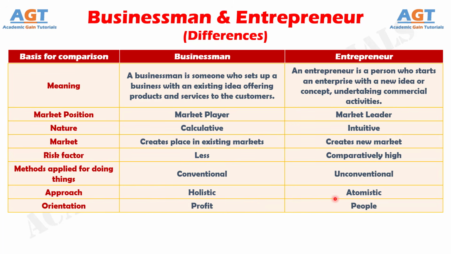Number 8. A businessman is oriented towards profit. However, an entrepreneur is people-focused in essence. He gives more importance to his employees, customers, and the public. And difference number 9. The businessman faces extreme competition because it is very difficult to gain a competitive position in an already existing market, which is not the case for an entrepreneur.